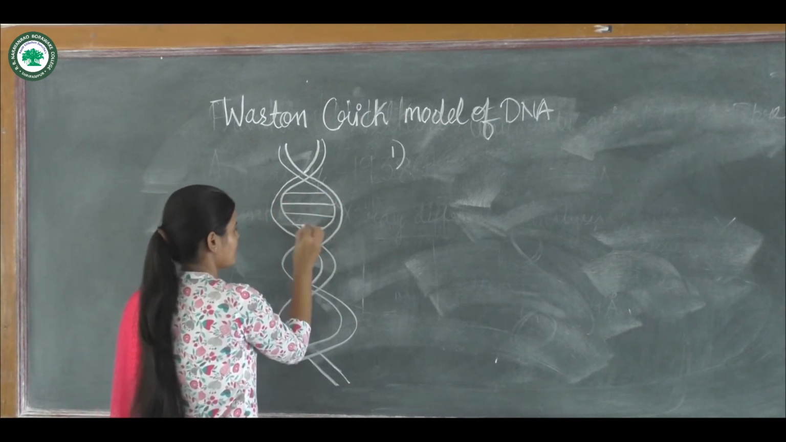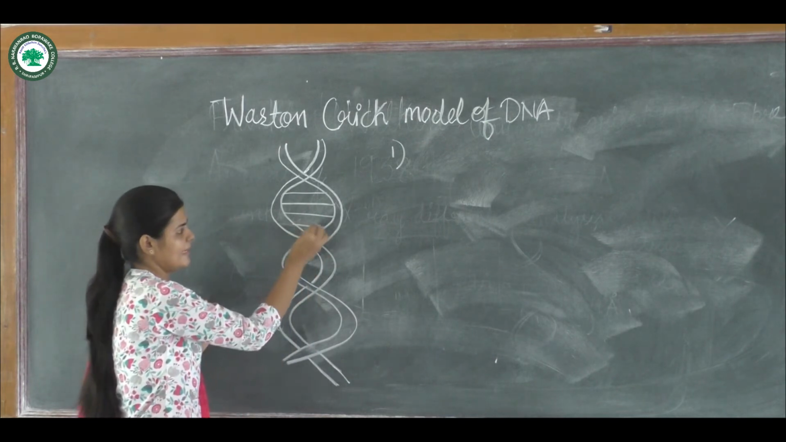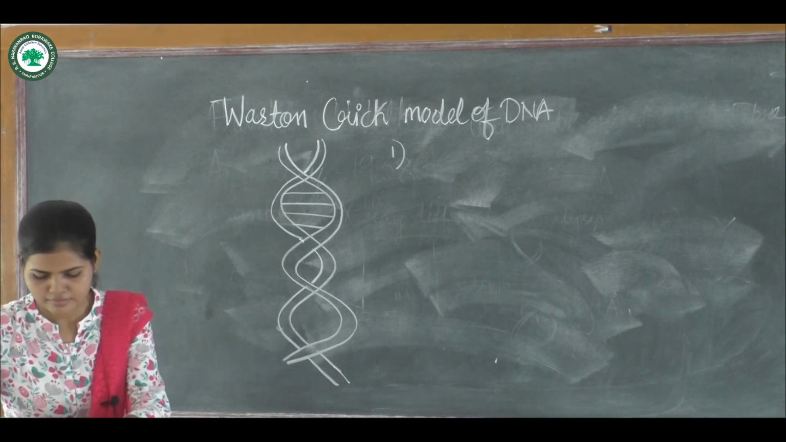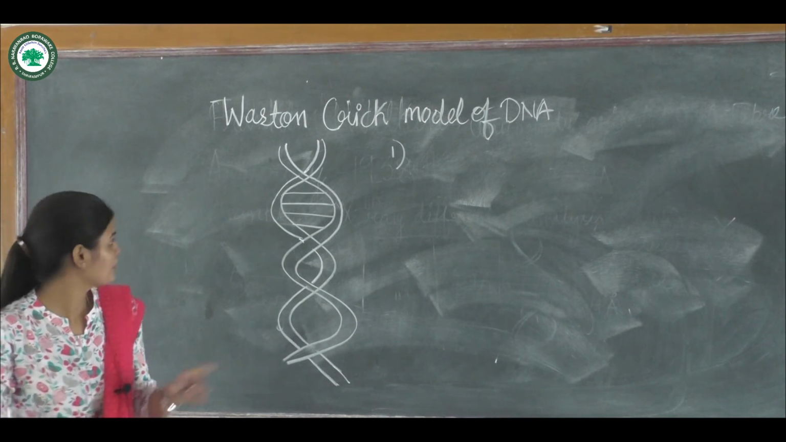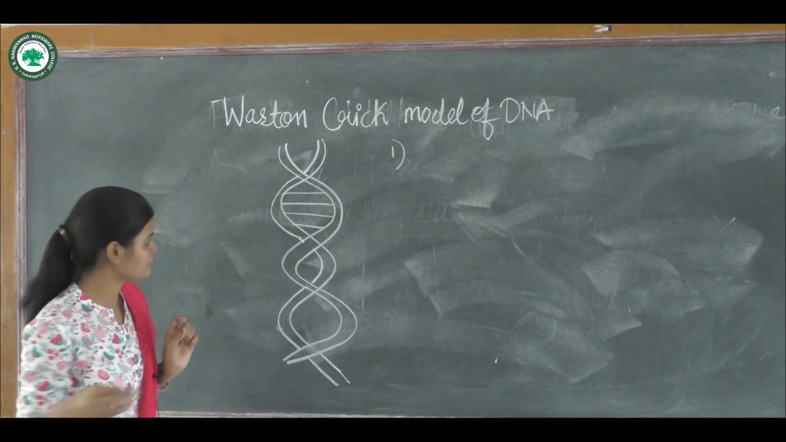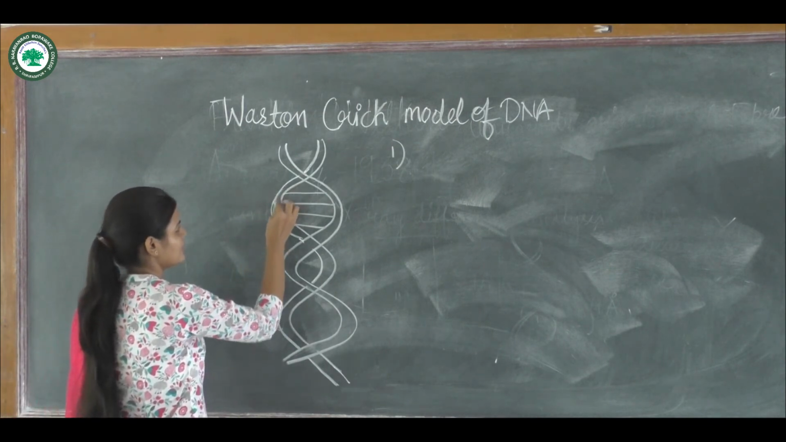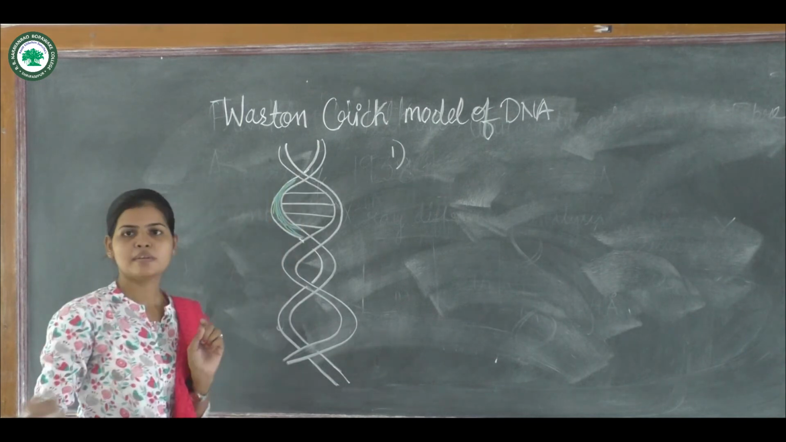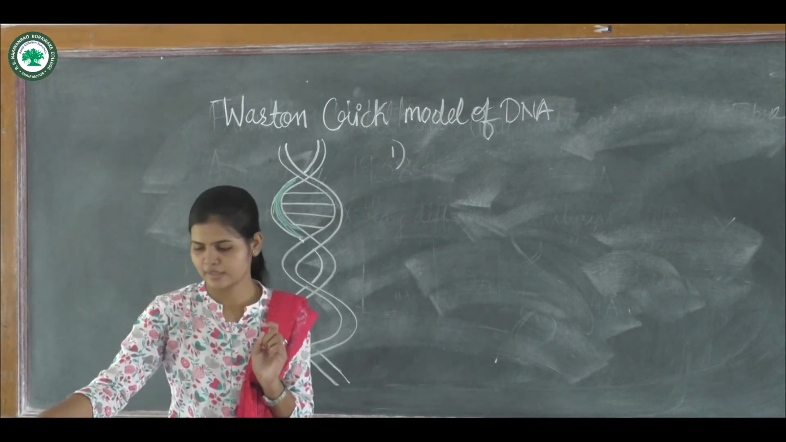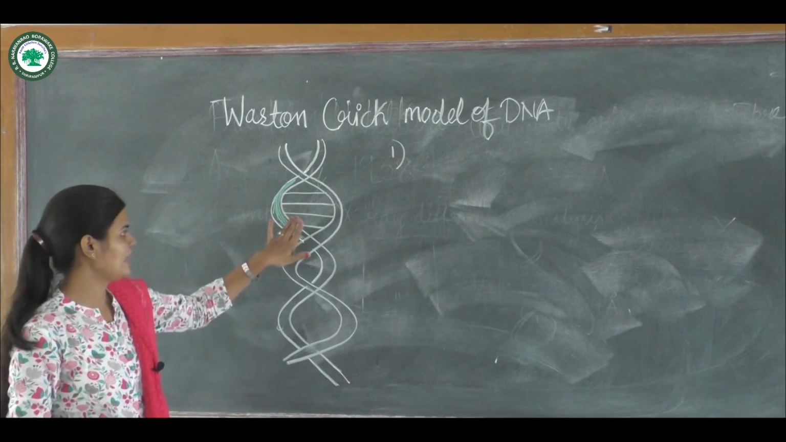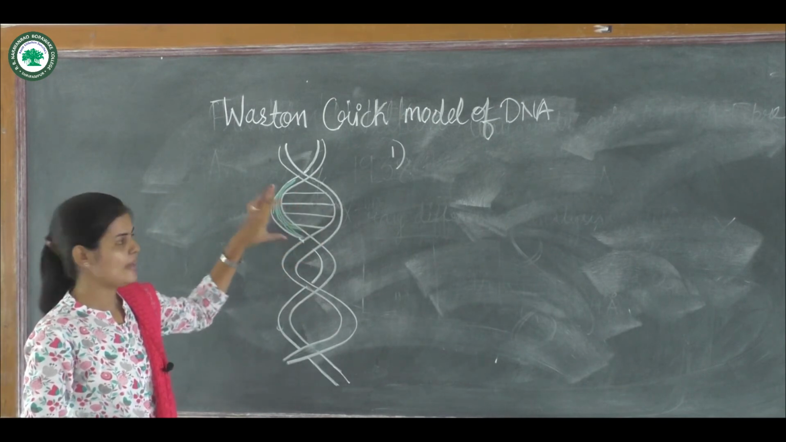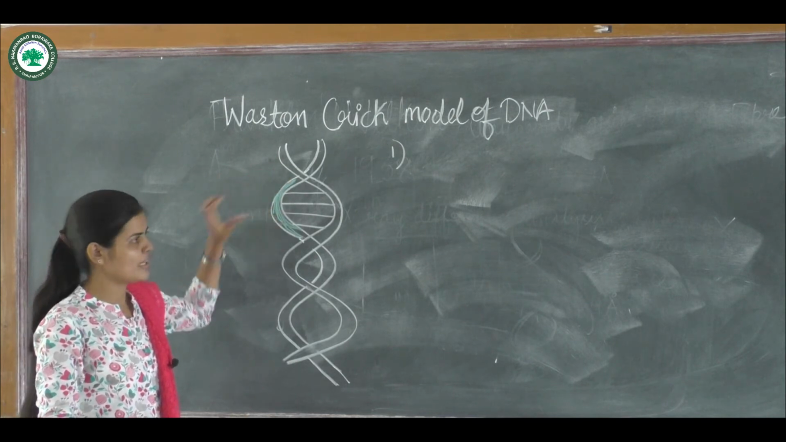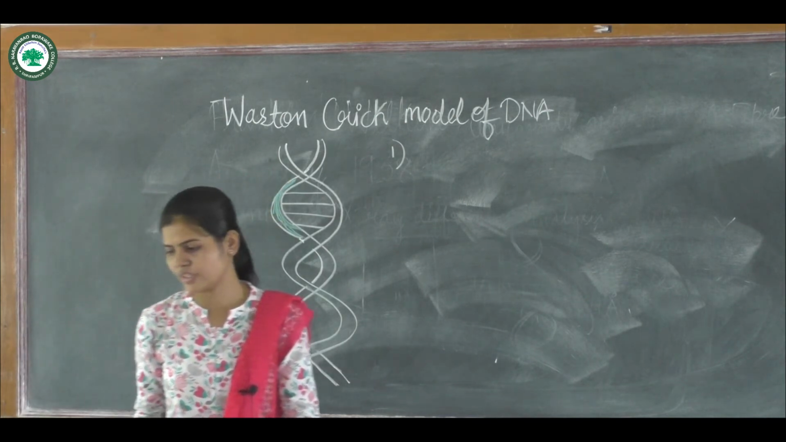Okay, inside there are nitrogenous bases. At the outer region, this backbone is made up of sugar and phosphate group. So inside there are nitrogenous bases and the backbone is made up of sugar and phosphate. Okay, so this is the second point.